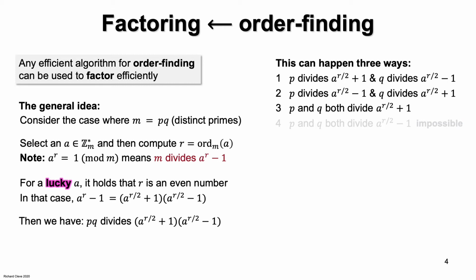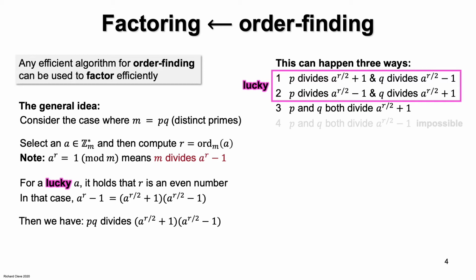Now, among the three cases that can occur, the first two, where there's a split, are the good cases. So let's revise our definition of a lucky A. We call A lucky if two conditions hold. First, the order R is even, and second, one of p and q divides A to the R over 2 plus 1, and the other one divides A to the R over 2 minus 1.